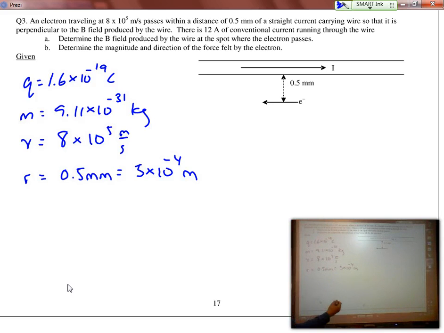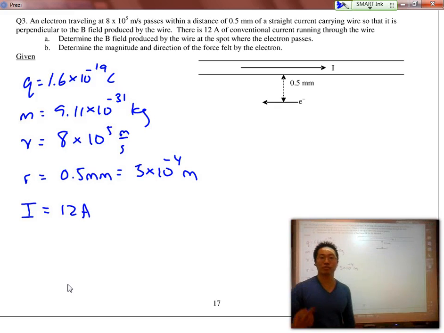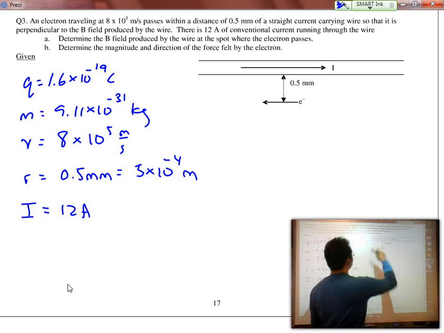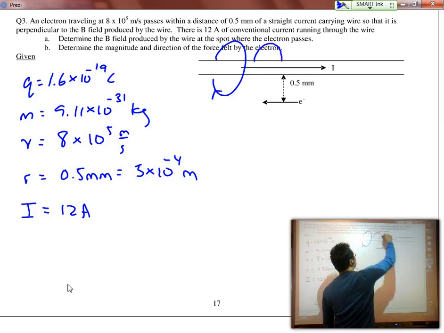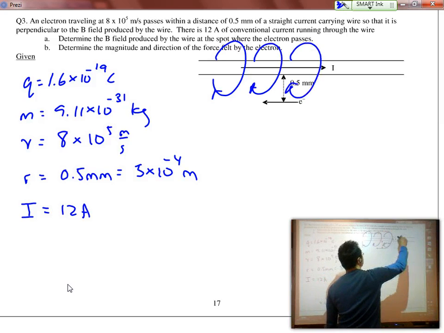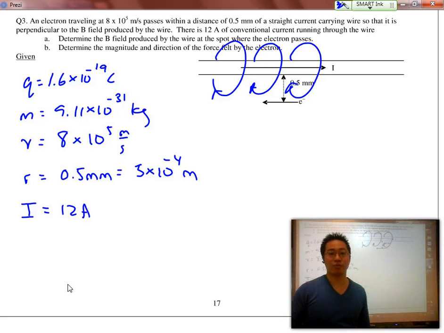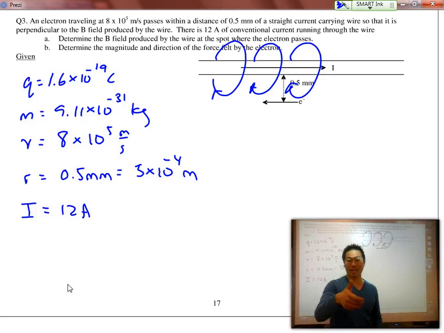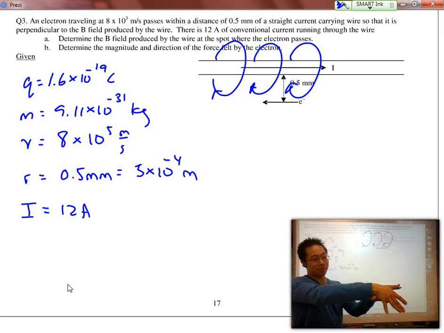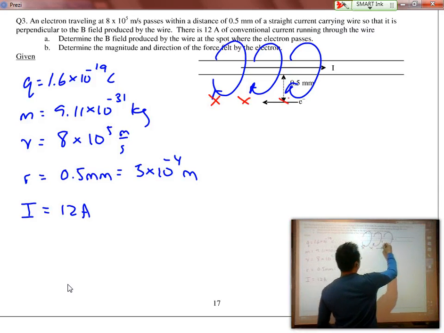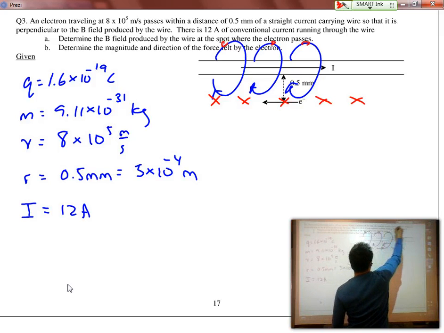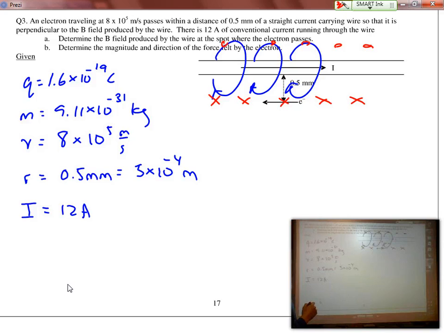And there's a current within that wire of 12 amps. And the electron is within the magnetic field being produced by that current. Okay, so as it goes around, there's a magnetic field surrounding the wire itself. If we were to use our right hand rule, we can see that the thumb points right, and the field goes into the page and then out of the page above it. So if I were to draw that magnetic field, it would be into the page on one side and out of the page on the other side.